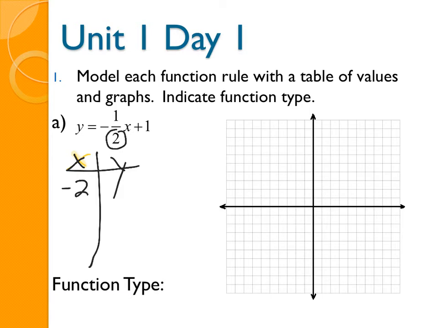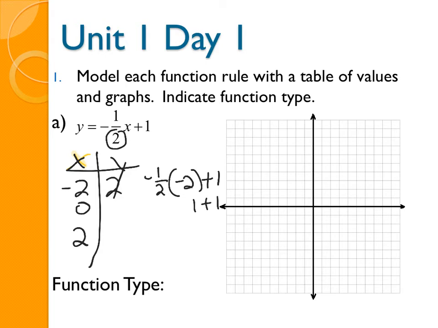-2, 0, +2. When I use -2, I do -1/2 times -2 plus 1. -1/2 times -2 is 1. 1 plus 1 is 2.